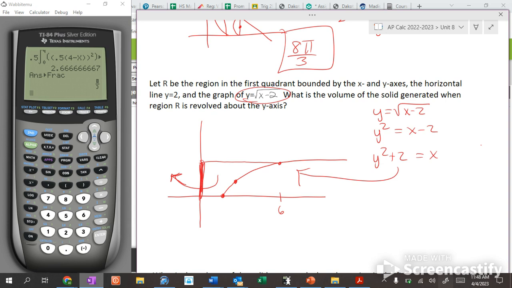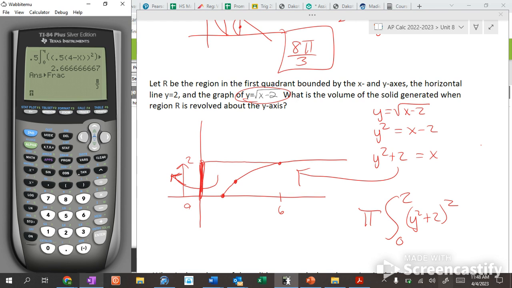Since it's flush up against the y-axis, it's not the washer method. It's the disk method. So it's just pi r squared. So my radius is y squared plus 2. I'm going from where to where on this one? Is it 0 to 6 or 0 to 2 for my integral? 0 to 2 because I'm working along my y-axis. 0 to 2. So then I just plug that in.